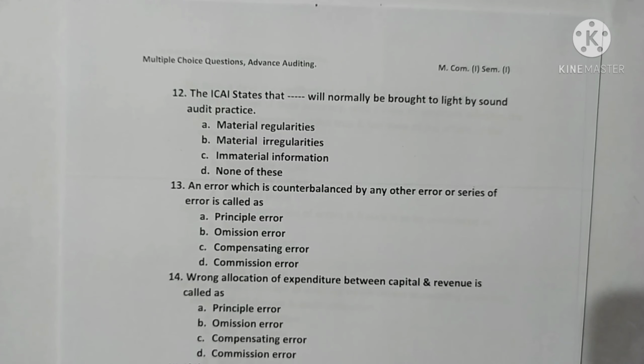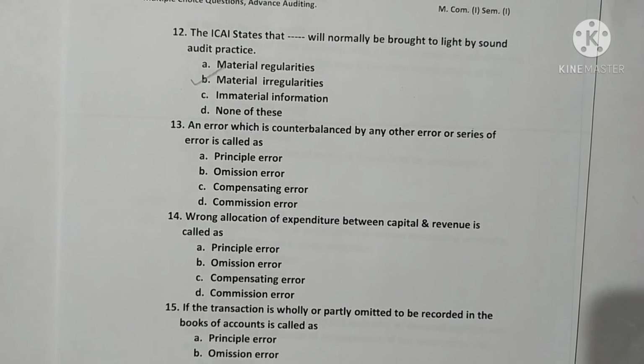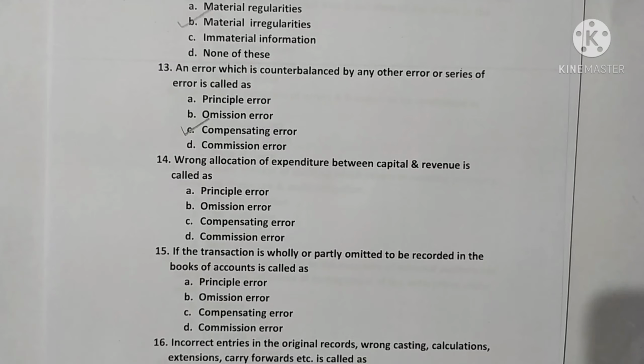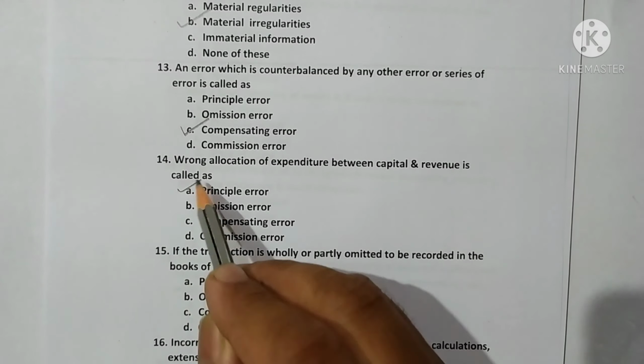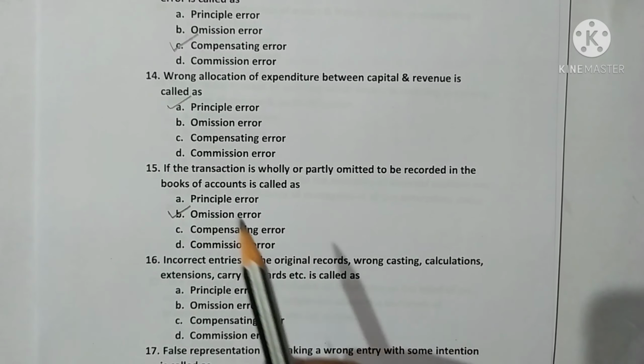Question 12. The ICAI states that material irregularities will normally be brought to light by sound audit practice. Here option B is correct. Question 13. An error which is counterbalanced by another error or a series of errors is called a compensating error. Here option C is correct. Question 14. Wrong allocation of expenditure between capital and revenue expenditure is called an error of principle. Option A is correct. If a transaction is wholly or partly omitted to be recorded in the books of account, it is called an error of omission. Here option B is correct.